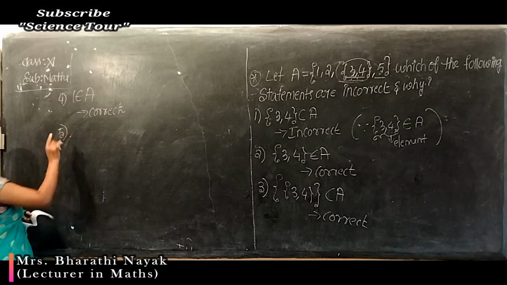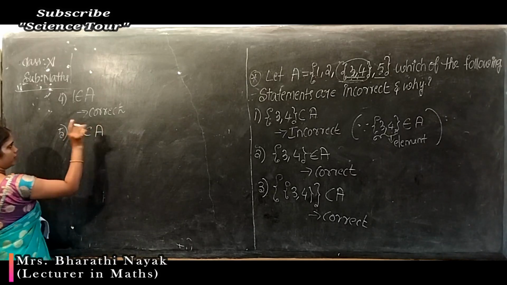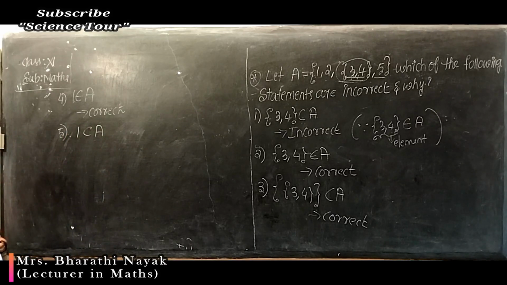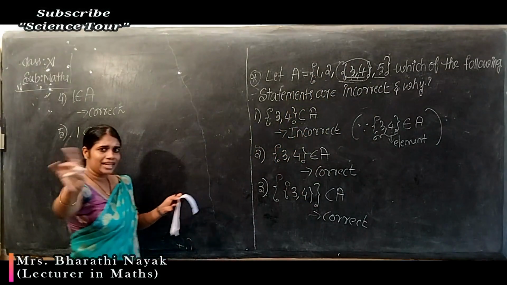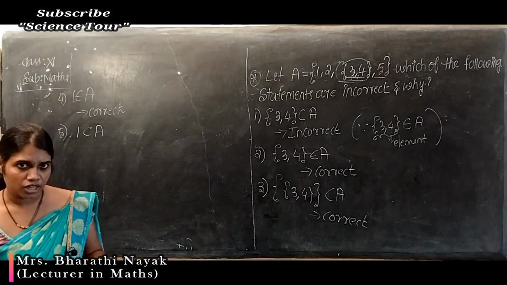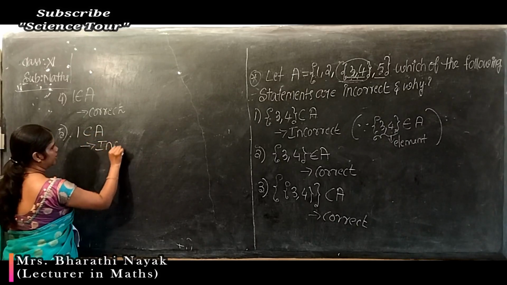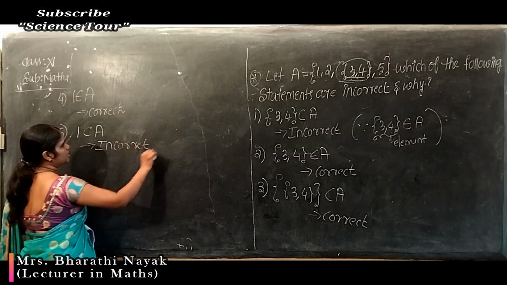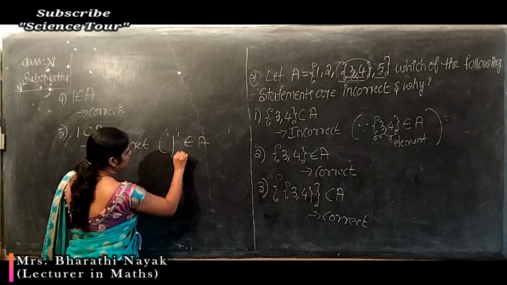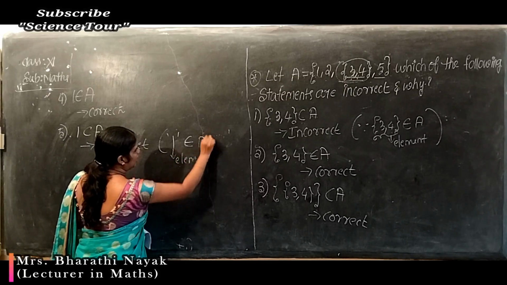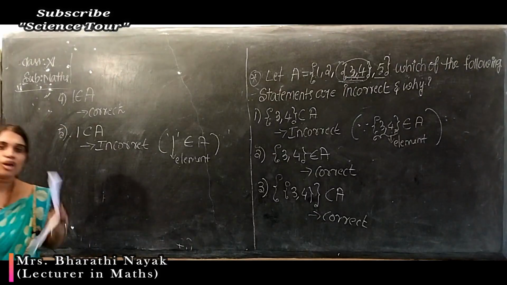Next, fifth one. Okay. 1 is a subset of A. Is it correct? 1 is an element, isn't it? Element can never be a subset of any set. Understood, no? So therefore 1 is a subset of A is incorrect. What is the reason? Because 1 belongs to A. Here 1 is one of the elements. Element can never be a subset of any set. Element always belongs to A.